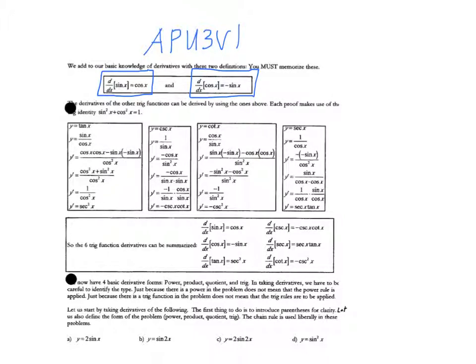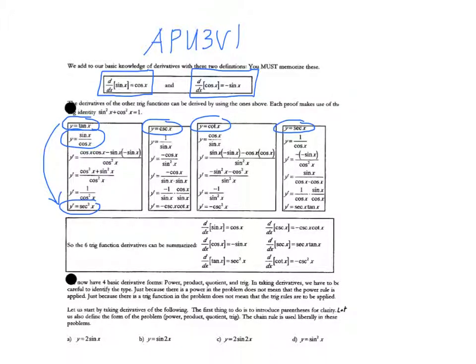So from there, if we were to look at tangent, cosecant, cotangent, and secant, you could actually derive these derivatives by using your quotient rule. So if you were to look at tangent, it's sine over cosine. If you did your quotient rule on that and then used your knowledge of identities, you would see that the derivative of the tangent is secant squared.